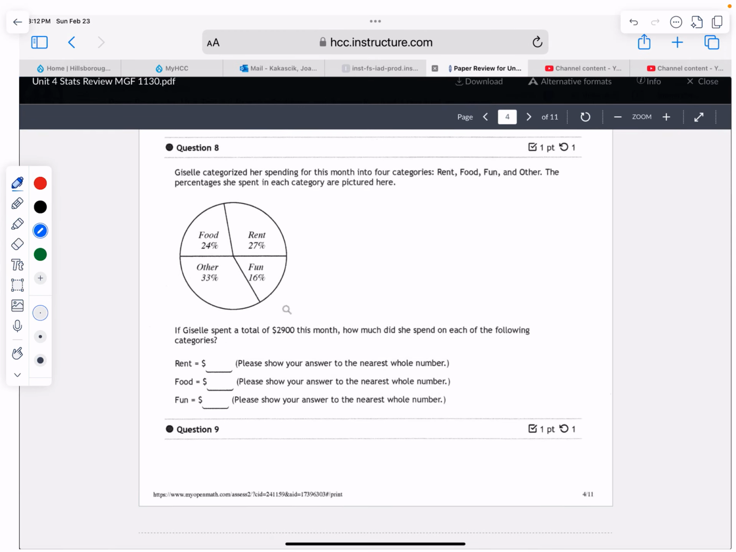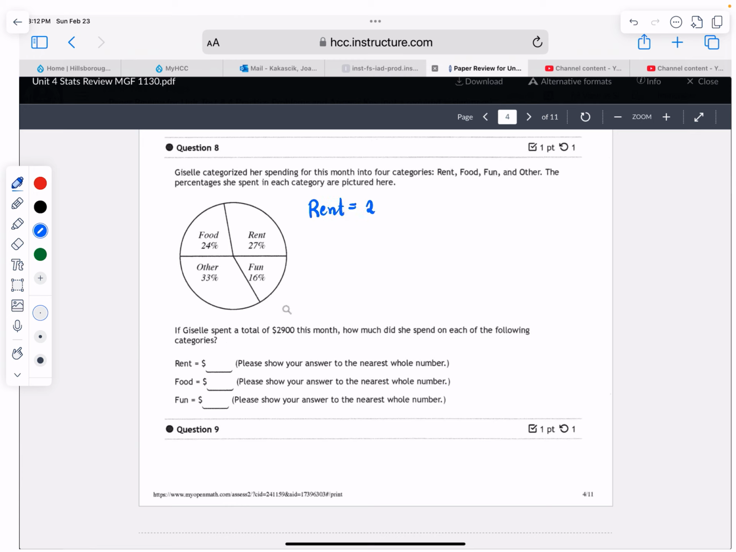This is question 8 from the extra practice paper review for unit number 4. It says Giselle categorized her spending for the month into 4 categories: rent, food, fun, and other. The percentages she spent in each category are pictured here. If Giselle spent a total of $2,900 this month, how much did she spend on each of the following categories? Rent.